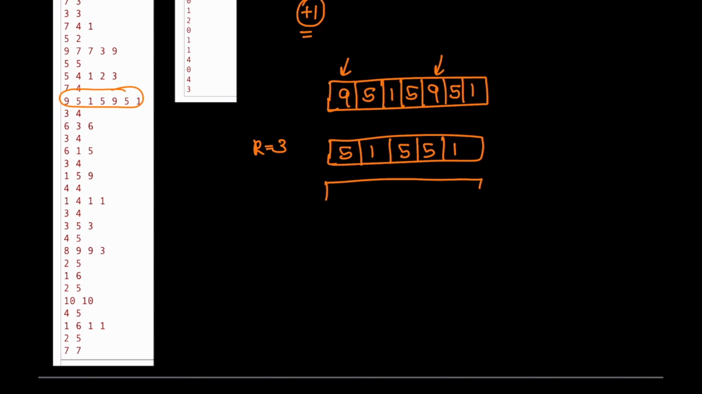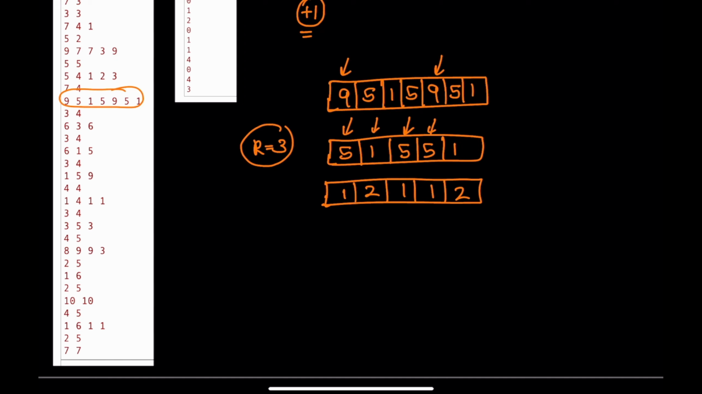So the number of operations that I need to make this 5 divisible by 3 is 1. I will increment the 5 by 1 and I will get a 6 that is divisible by 3. For this 1 I need 2 operations. For this 5 I again need 1 operation. For this 5 again I need 1 and this 1 I need 2. So my answer for k equal to 3 would be the minimum of these, that is 1. Now coming on to k equal to 4.